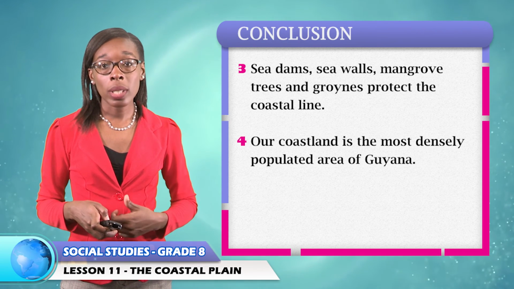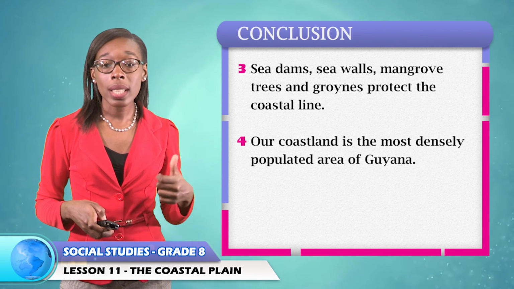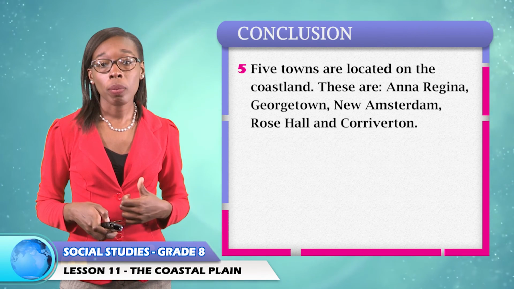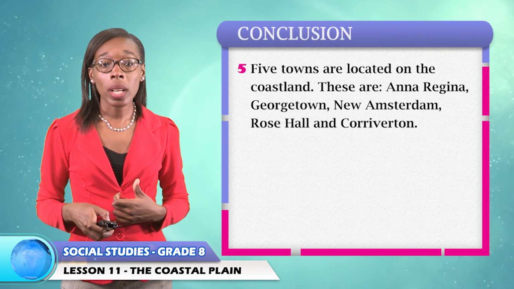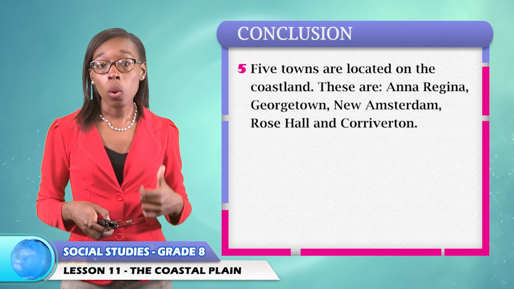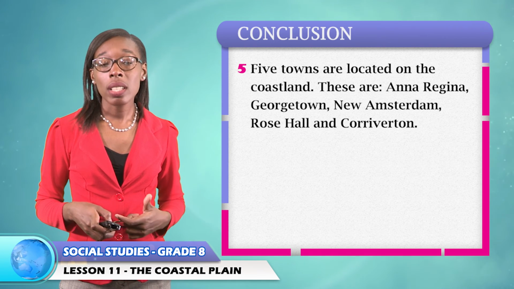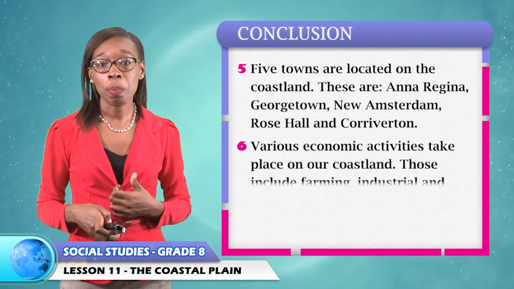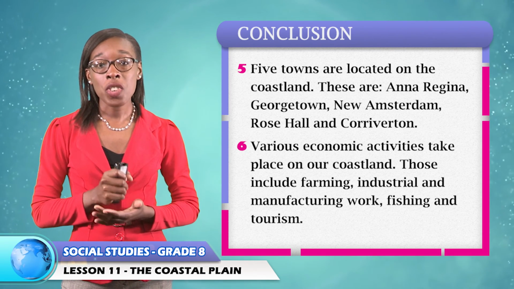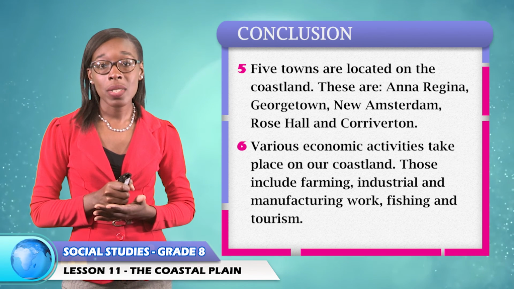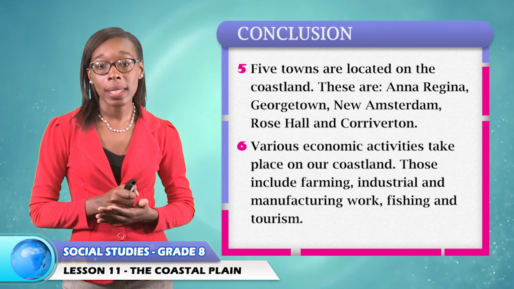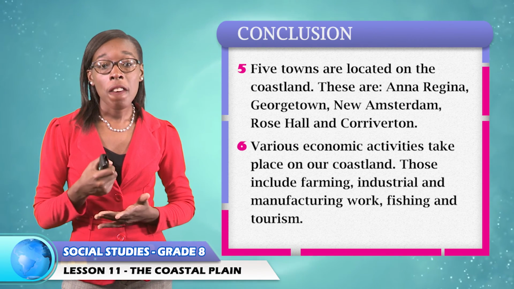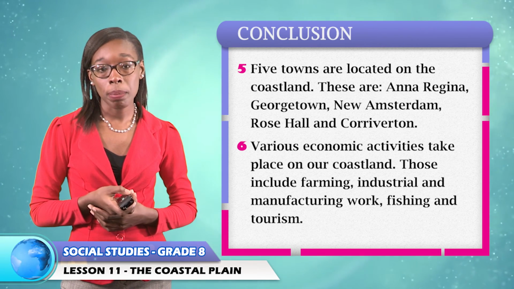The fourth point that we want to take away is that our coastal land is the most densely populated area of Guyana. The fifth point that we will take away is that 5 towns are located on the coastland. These are Anna Regina, Georgetown, New Amsterdam, Rose Hall, and Corriverton. The sixth point that we will take away for today is that various economic activities take place on our coastland. Those include farming, industrial and manufacturing works, fishing, and tourism.